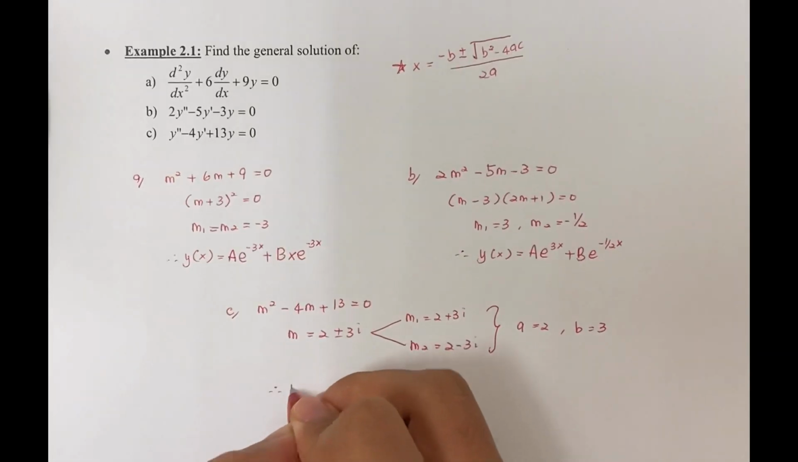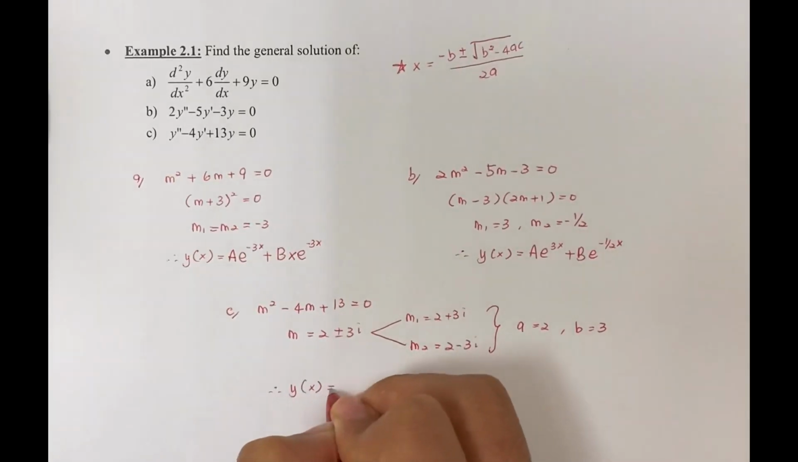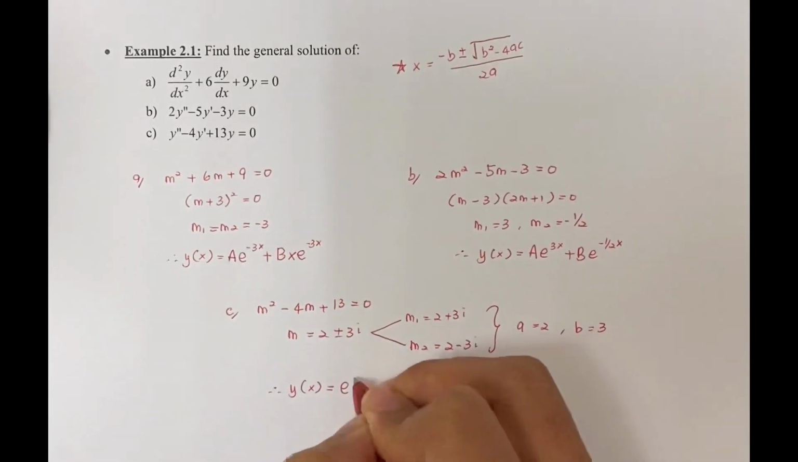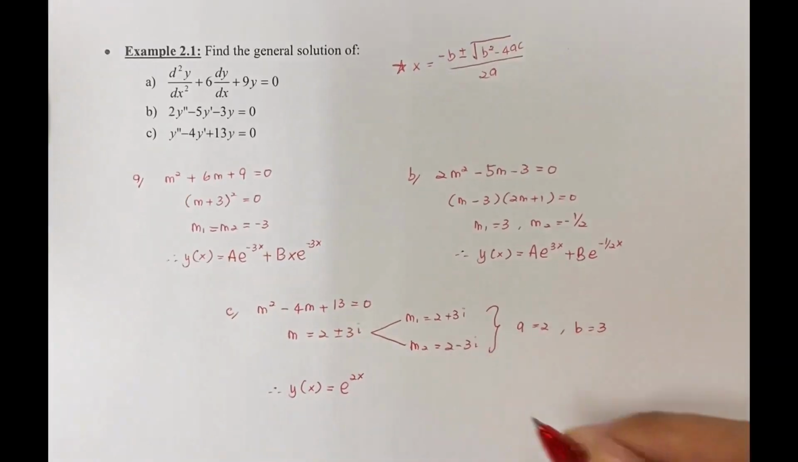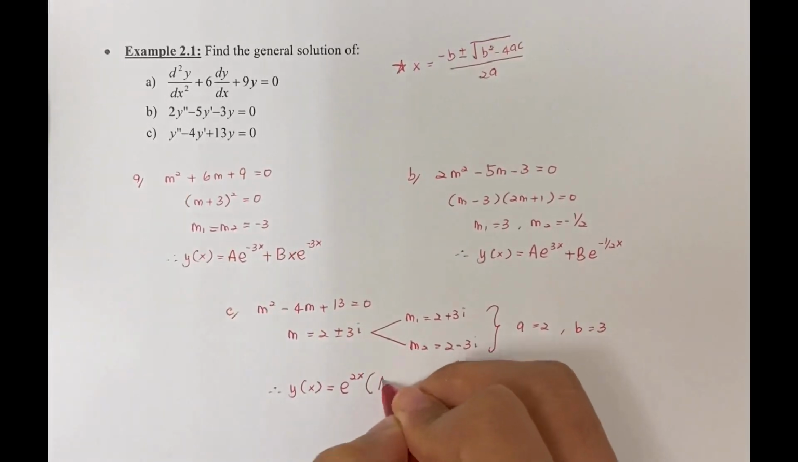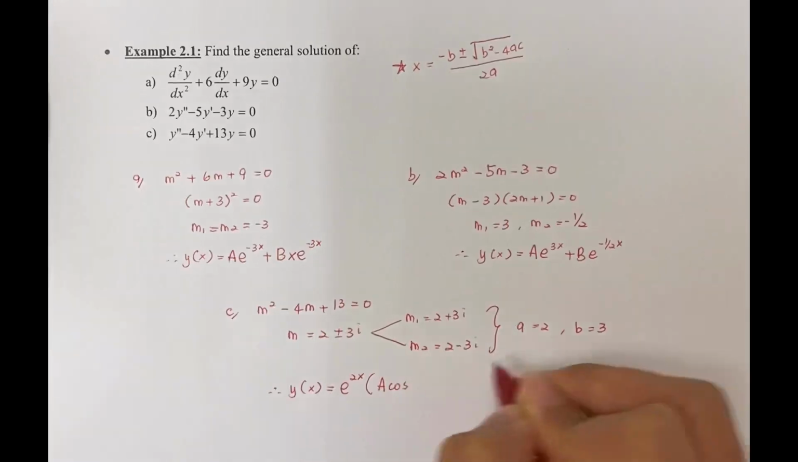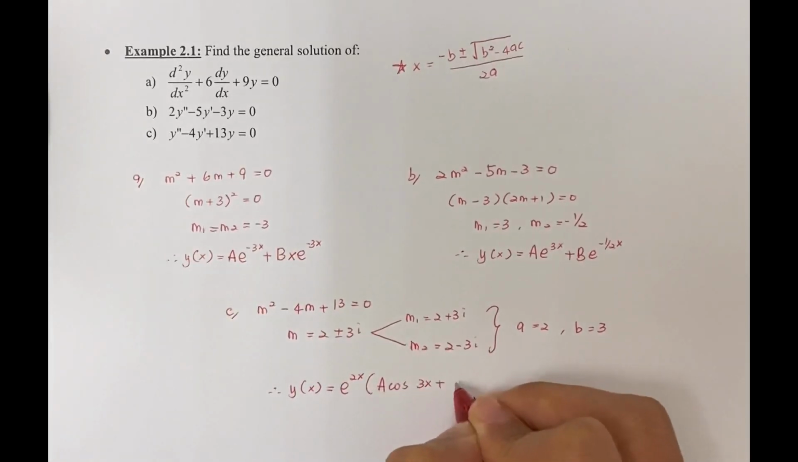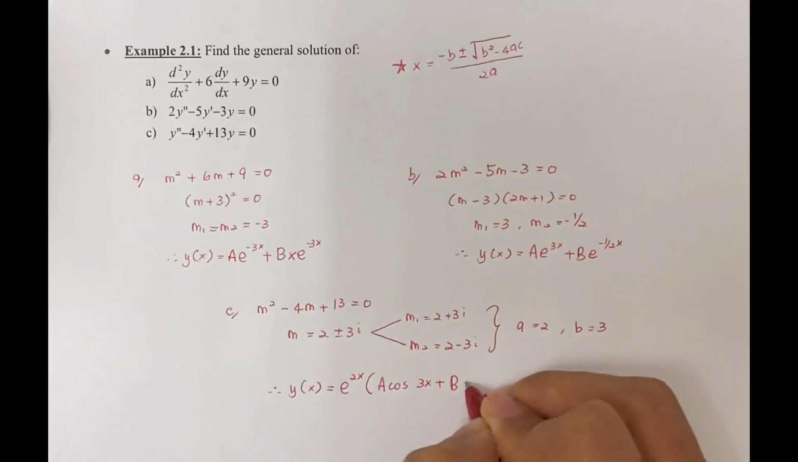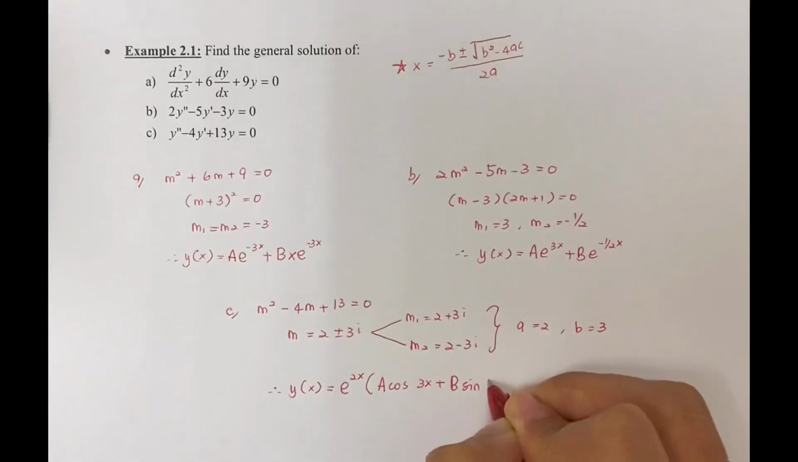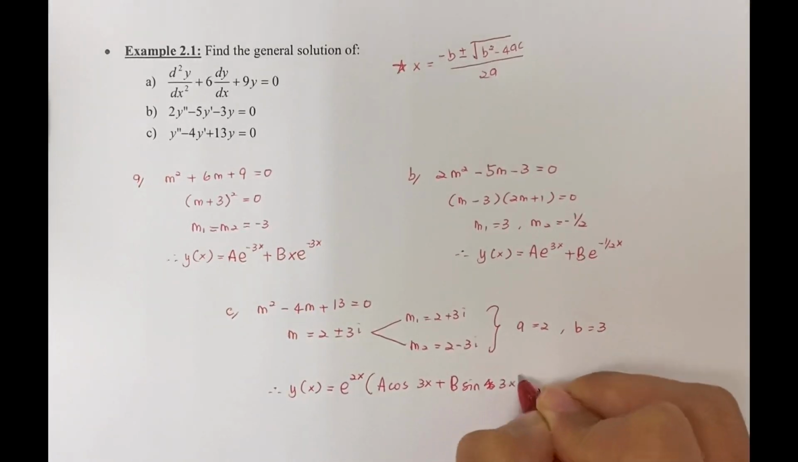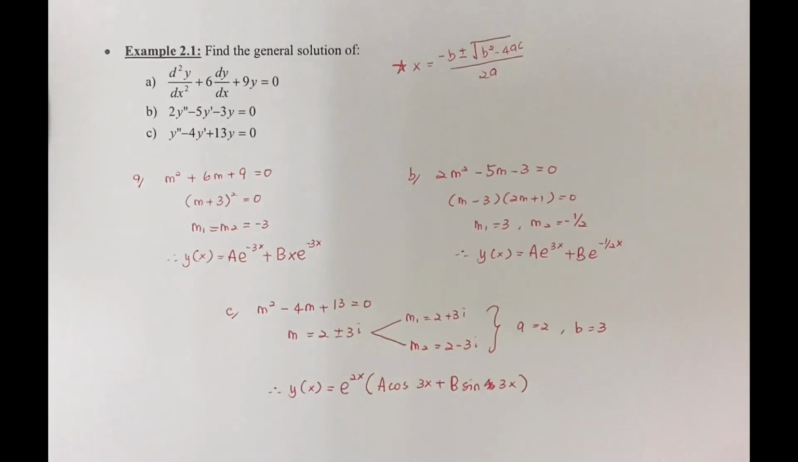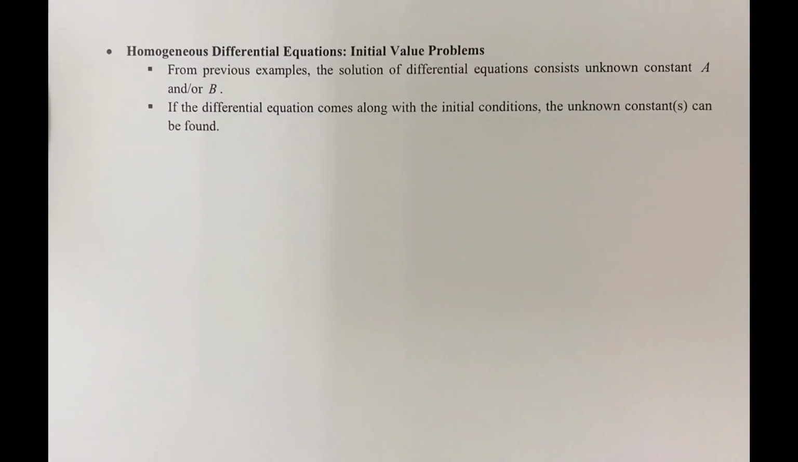So your general solution is y(x) equal to exponent 2x multiplied by A cos bx plus B, capital B, sin 3x. That's it. Okay, we can also solve for the initial value problems.